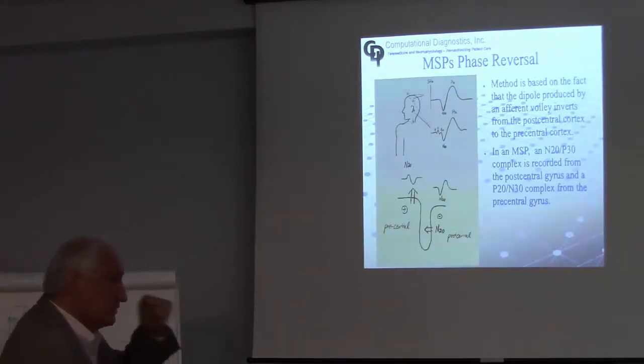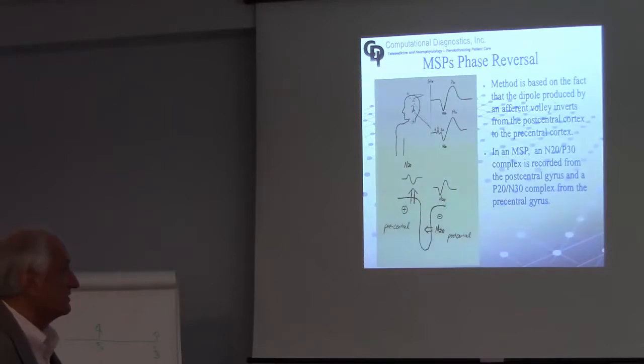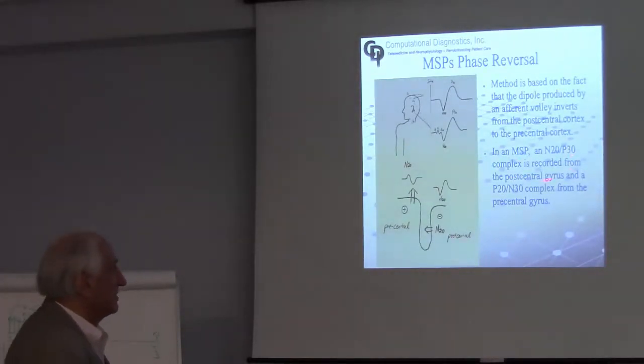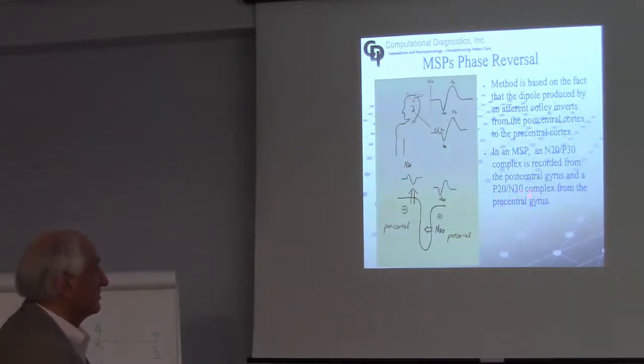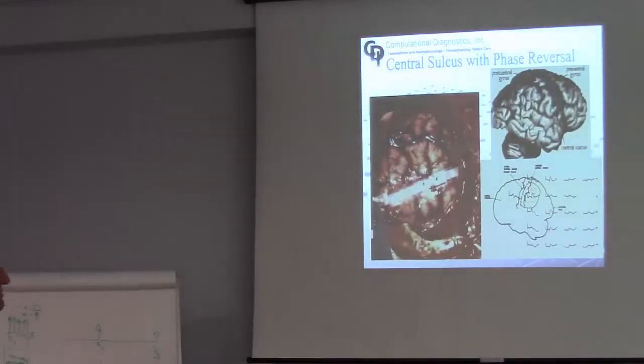this reversal. We first saw it actually in the early 70s, and we wrote some papers about mapping this stuff. It's really interesting. So we've talked about the N20 P30 complex, and we're going to record a P20 N30 from the precentral gyrus. So a lot of this stuff just builds on what we've been talking about.